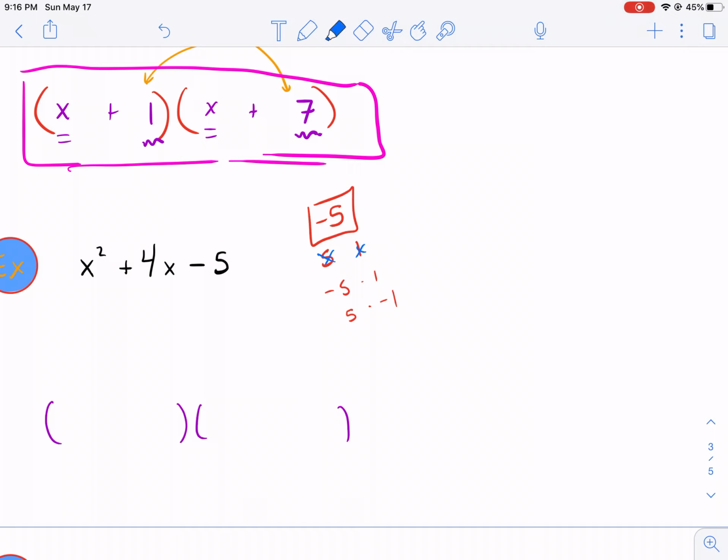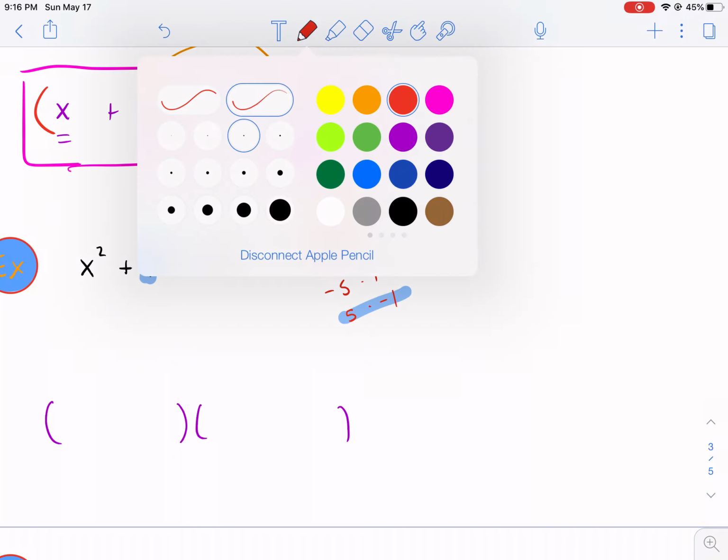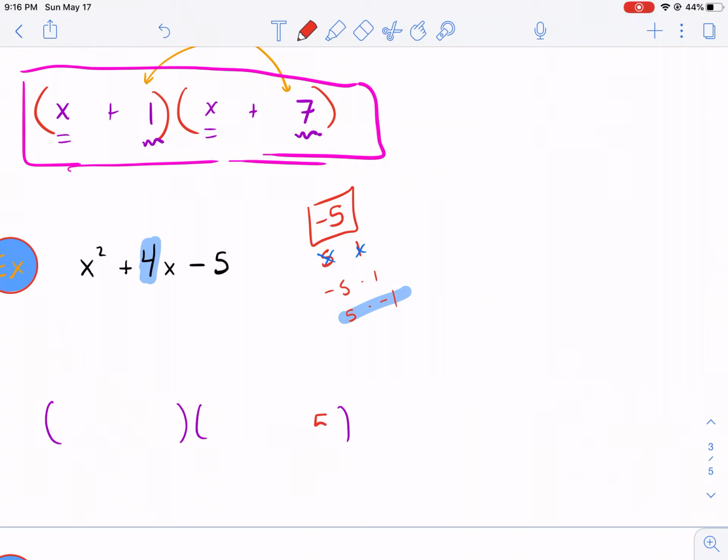Which of these has a sum of +4? Clearly, it's not the first one. It's the second one. So what we're going to do is put these in as 5 and -1 because those are our factors of -5.